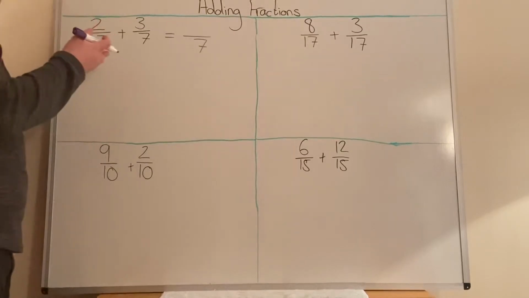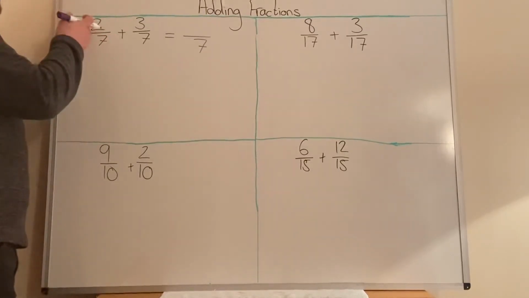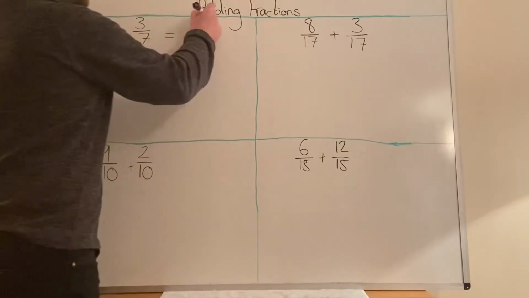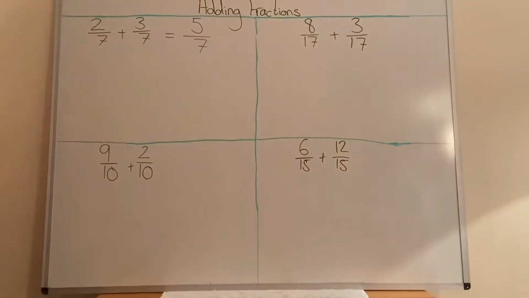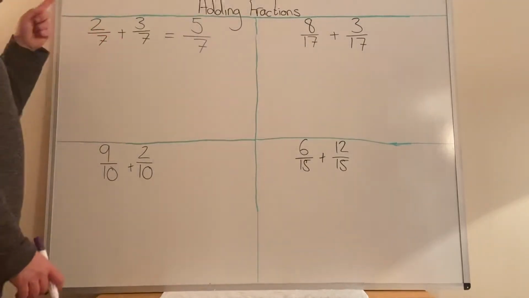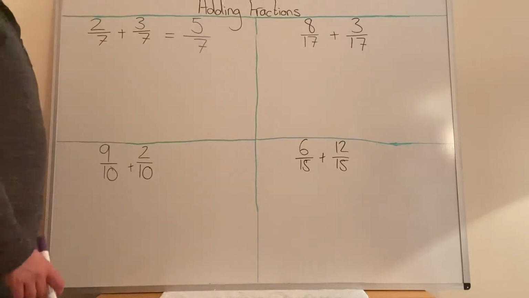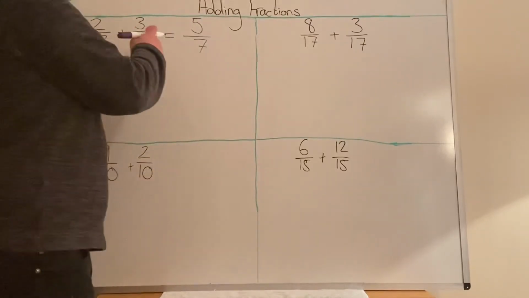How many sevenths have we got? If we've got 2 sevenths and we add 3 sevenths to it, we end up with 5 sevenths. So what we're doing in this, we never add the denominators, we only add the numerators, the top number. 5 out of 7, 5 sevenths for the first one.